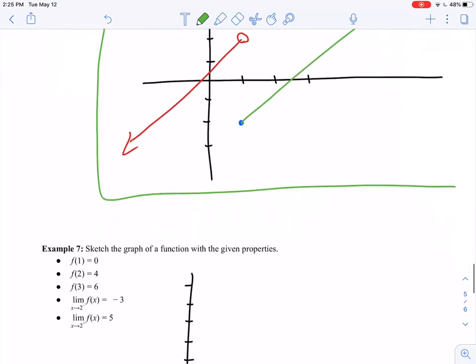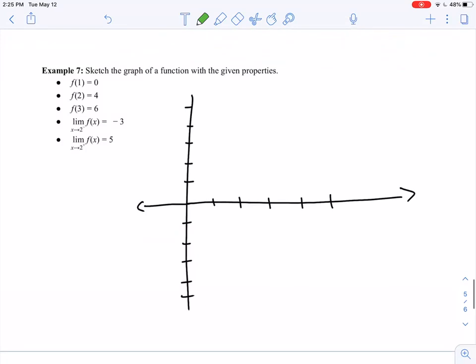So let's look at one more here. Here I want to again sketch the graph of a function with the following properties. And again, they've given me 3 points to start off with. So let me plot those in blue. First one says I have a point at 1, 0, so I'm going to graph that. I have a point at 2, 4, so let's see, 1, 2, 3, 4 right here. And then I have another point at 3, 6.